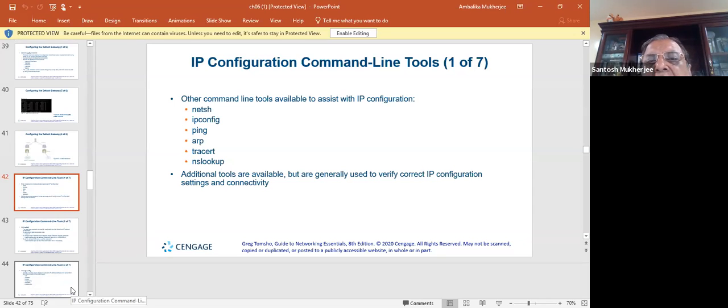Other command line tools are available to assist with IP configuration: netsh, ipconfig, ping, ARP, tracert. So these are the network commands which are usually used for IP configuration. When we configure IP settings, usually network programmers use these commands: netsh, ipconfig, ping, ARP, tracert, nslookup. Additional tools are available but generally used to verify correct IP configuration settings and connectivity. So these are the commands which we use for IP configuration.